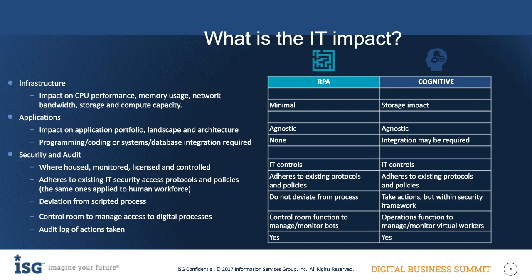I have some white papers out on our website that talk about this, but specifically, what's the impact? What does IT need to know when you think about what it takes to install this and support it? So you can see a few things are different here for cognitive versus RPA. First of all, bandwidth and infrastructure utilization. There is potentially greater utilization here as the bots take over more and more work. But there's a storage impact.